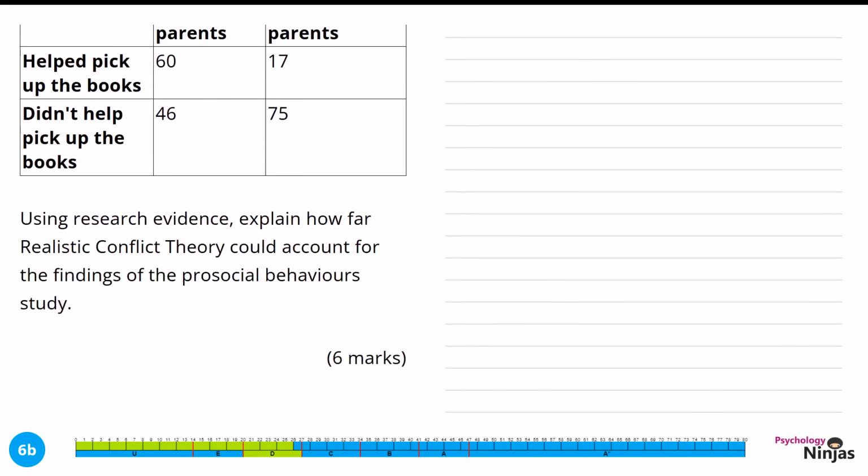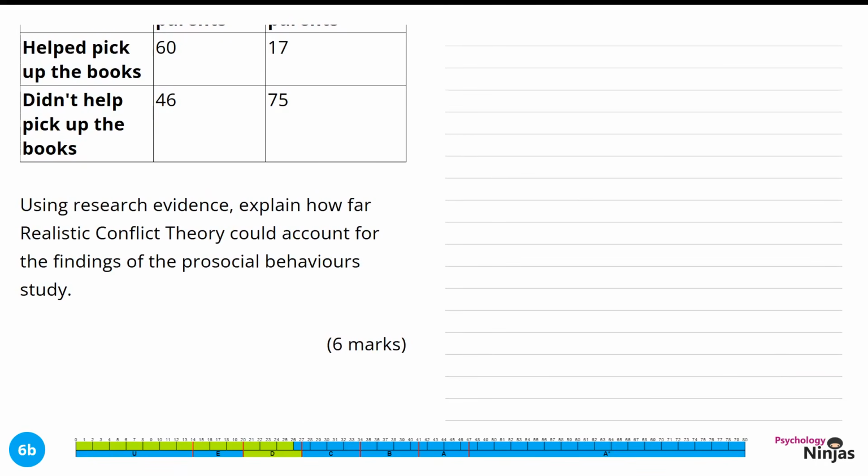Using research evidence, explain how far realistic conflict theory could account for the findings of the pro-social behaviour study, 6 marks. The command word for this question is explain, so we need to give a detailed and developed answer in order to respond to this command word.